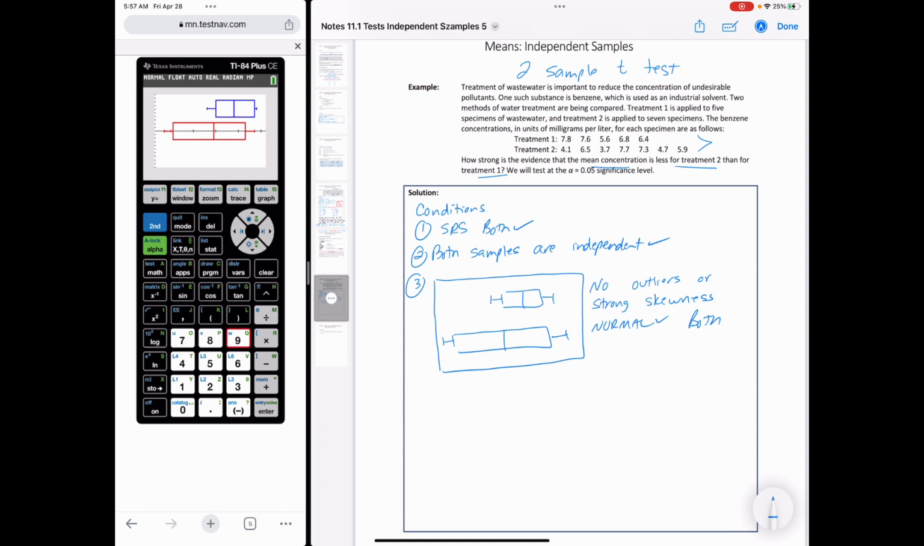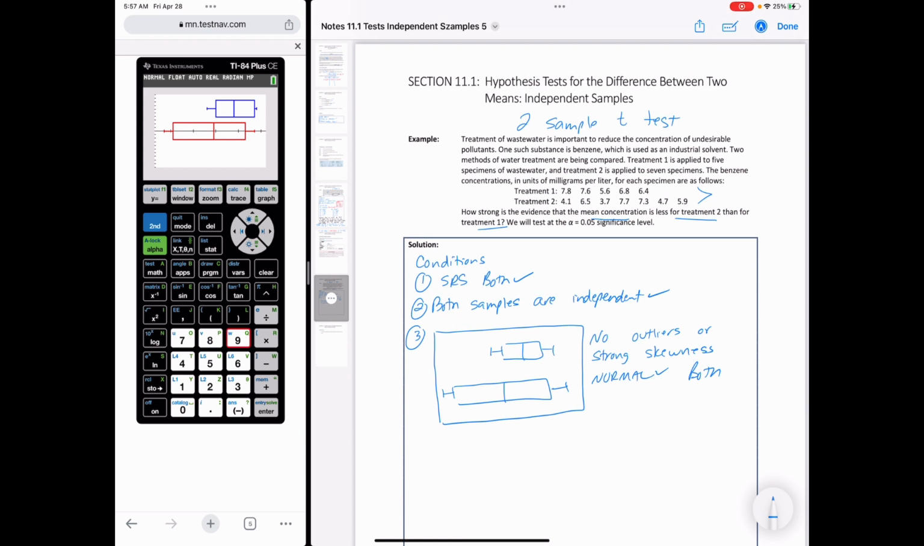All right, and now I'm going to do the test. Now, I want you up here for a minute. Notice that this test says how strong is the evidence that the mean concentration is less for treatment 2, mu2 is less than mu1. This is perfectly fine, but the calculator and Minitab see this as backwards because they want mu1 on the left. So what you want to do is flip this around and say mu1 is greater than mu2. Okay, that's the same thing.